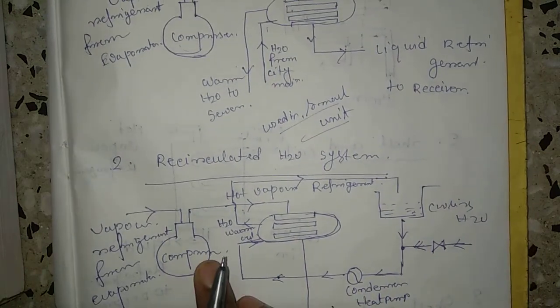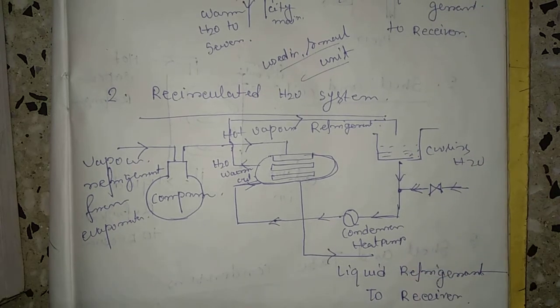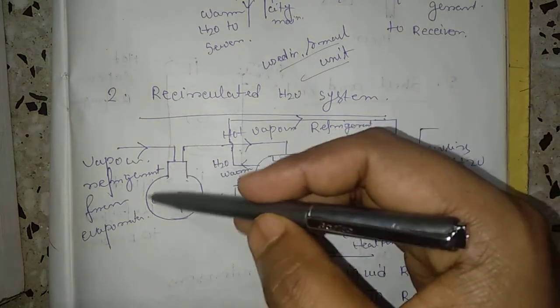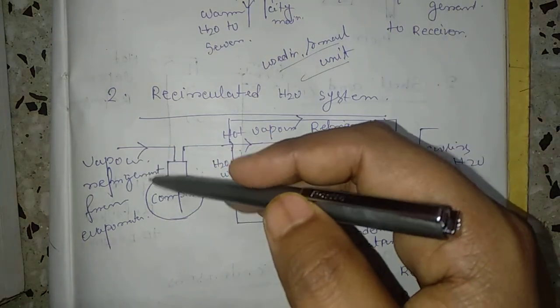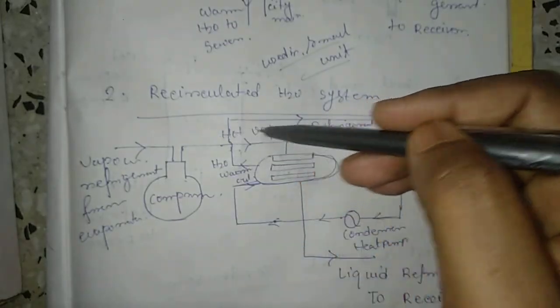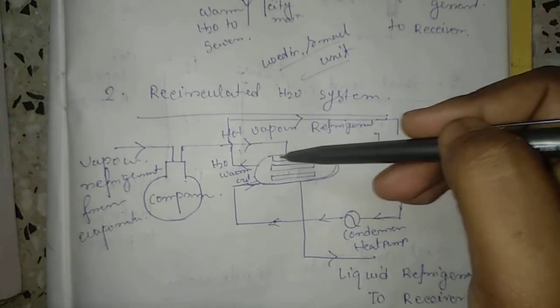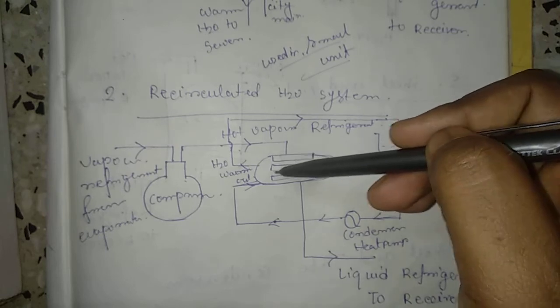Now the next point is the recirculated water system. As the name suggests, recirculated means recycling. What you see here is a compressor. The vapor refrigerant enters the compressor and is compressed into hot vapor refrigerant. It enters the water cooled condenser, in which the condenser tubes are there.